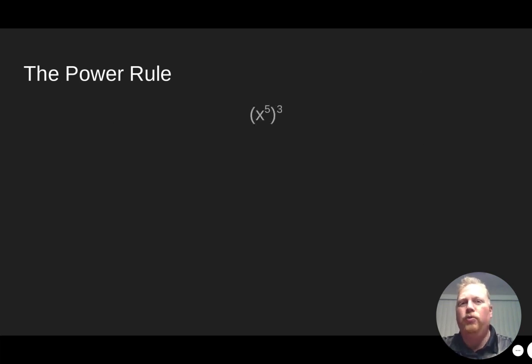So this is what the power rule looks like. You'll have one term with an exponent on the outside. That's different from the product rule where we had two separate terms, usually with the same base, being multiplied together. So here it's one term raised to an exponent. Make sure you know the difference in how those two rules look when you look at the problem.